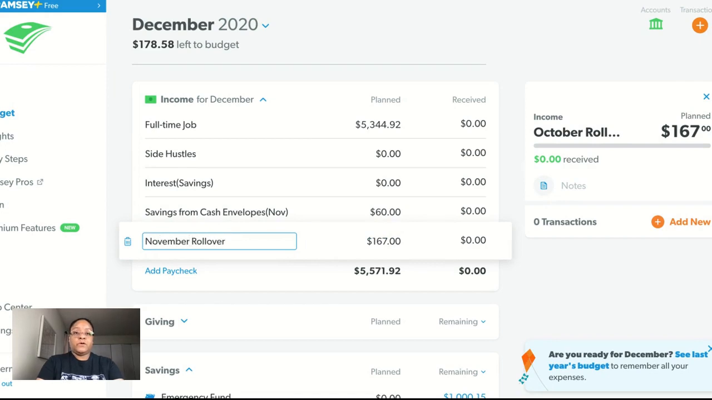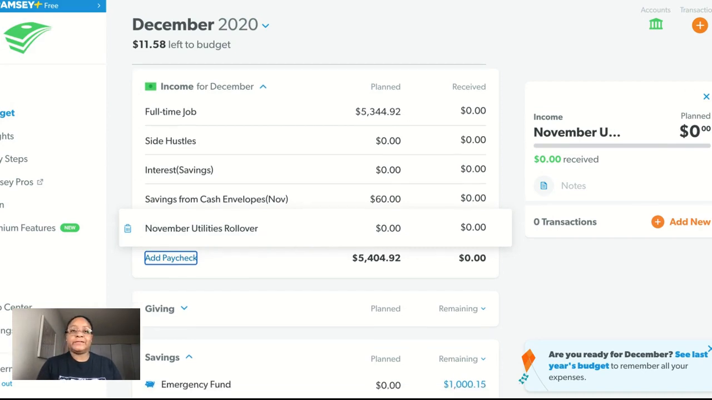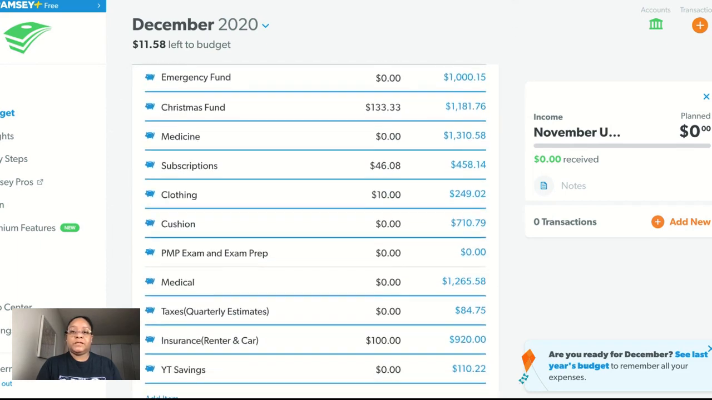Now, November rollover, I'm going to put utilities up here. So this is the savings from my utilities. I start out with zero because if you live in Memphis and MLGW is your utility company, you know what I mean, that sometimes it feels like there's no rhyme or reason to the utility bill.